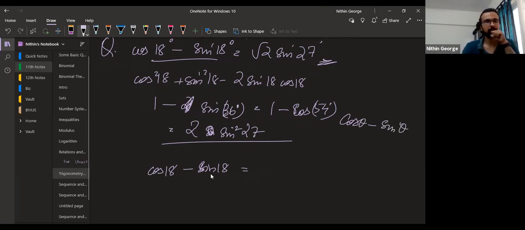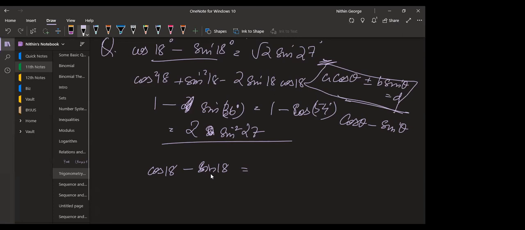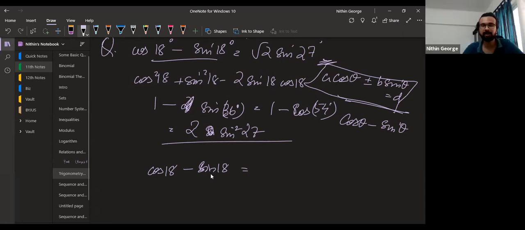Whenever you have a cos theta plus or minus b sine theta equal to d, how would you continue solving this generally? It's a method you learned in class 10, I think.